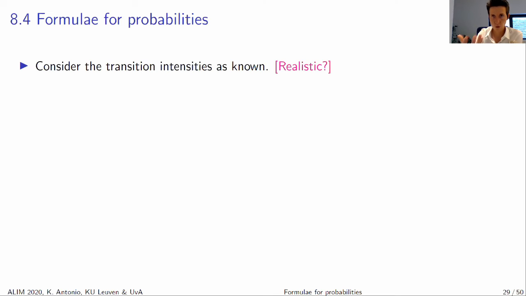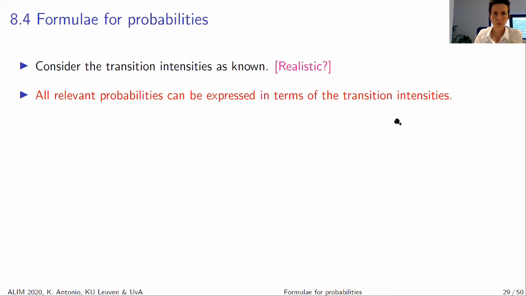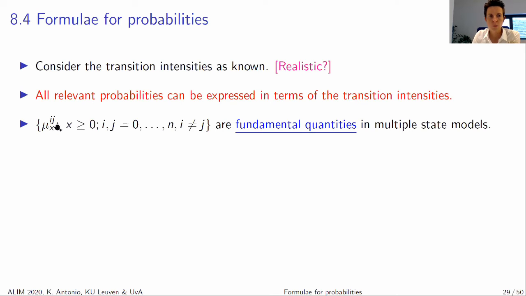And I will assume that I know my transition intensities. Okay, so that's a very important statement here. All the relevant probabilities can be expressed in terms of my transition intensities, the mu x ij's, where I'm going to assume that i is different from j. That's important because we're really looking at making a move from i to j, so i and j must be different. These are really fundamental quantities in this whole framework.